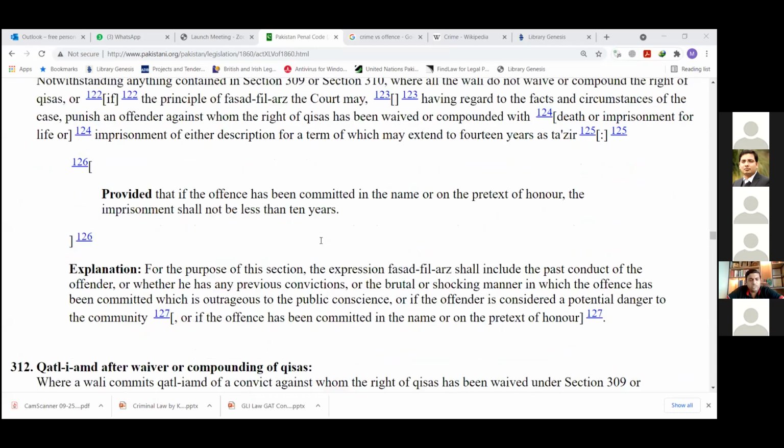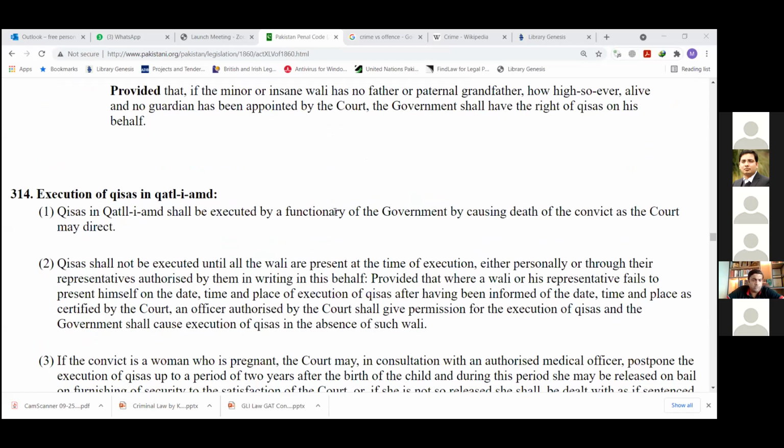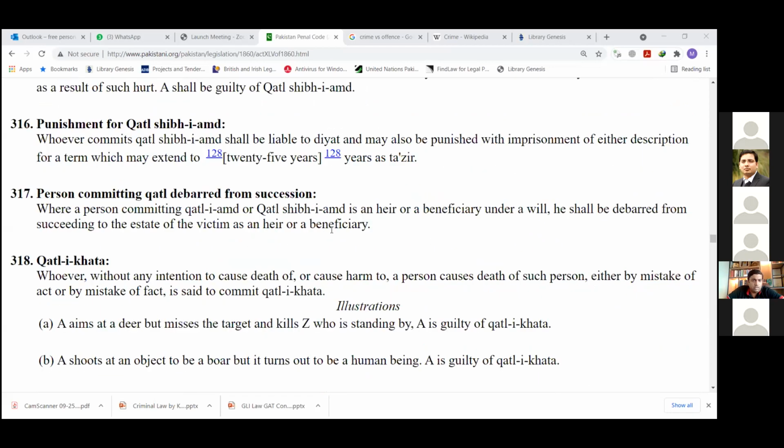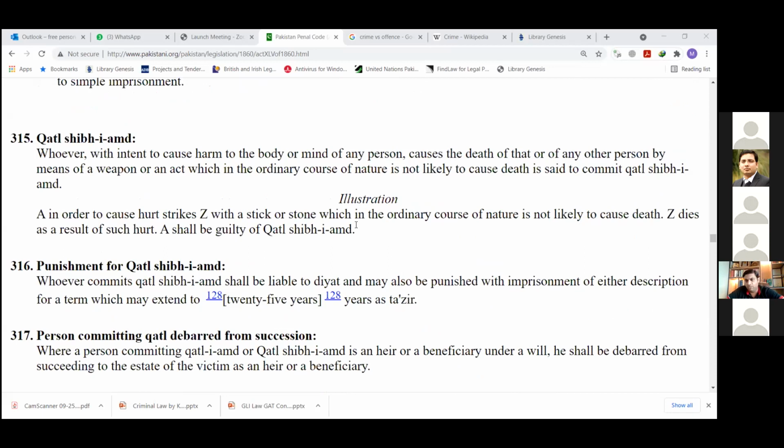Then there are these offenses which have been made part of this chapter to avoid and to avert the custom of wani, giving a female into marriage as a badal-e-sulh. Then there are procedures, and then there is qatl shabh-e-amd, another important kind of qatl.